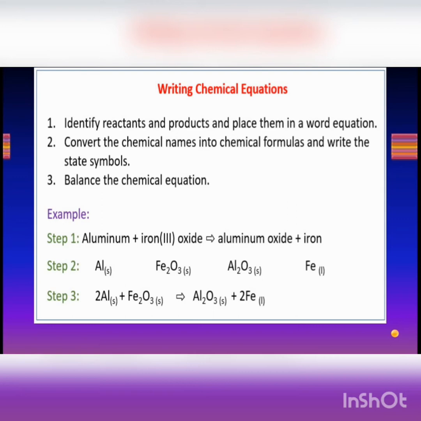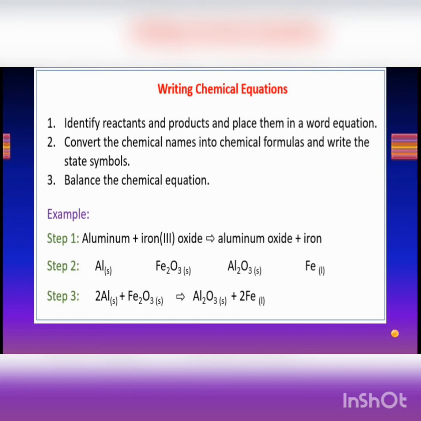So we are supposed to write every element or compound with its symbol or chemical formula. We'll write Al, with S in brackets denoting that it is in solid state. Fe2O3, again in solid state, iron oxide, gives us aluminium oxide, Al2O3. This is also in solid state, plus it gives us iron. Iron here is in liquid state. So how are we supposed to write the reaction? Al plus Fe2O3 giving us Al2O3 plus Fe.